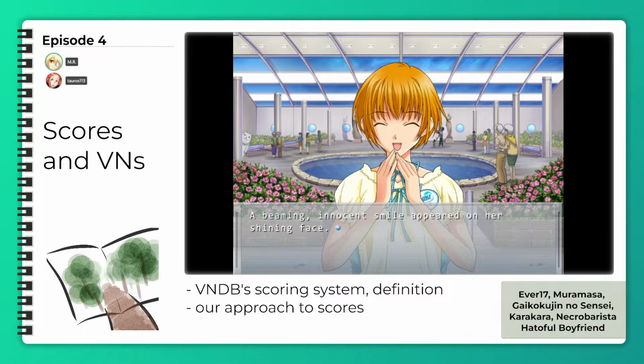Today's episode will take a look at how scores exist in VNs. We'll be looking mostly at our favorite aggregate site, VNDB, and how it defines those scores, and after that we'll discuss our approach to those definitions and those scores. So please, Taros, how does VNDB define scores?